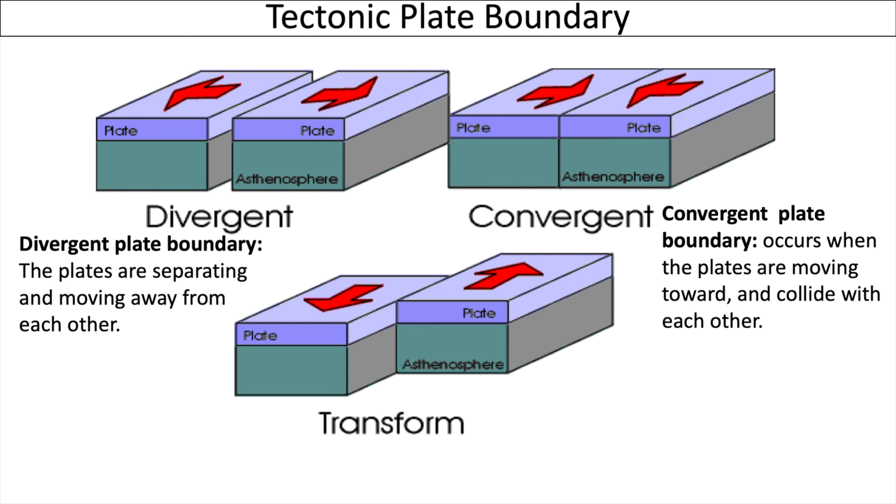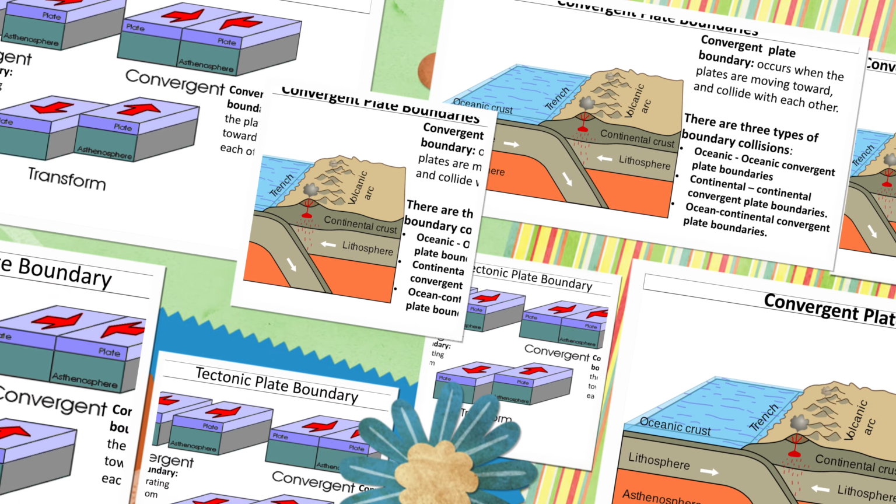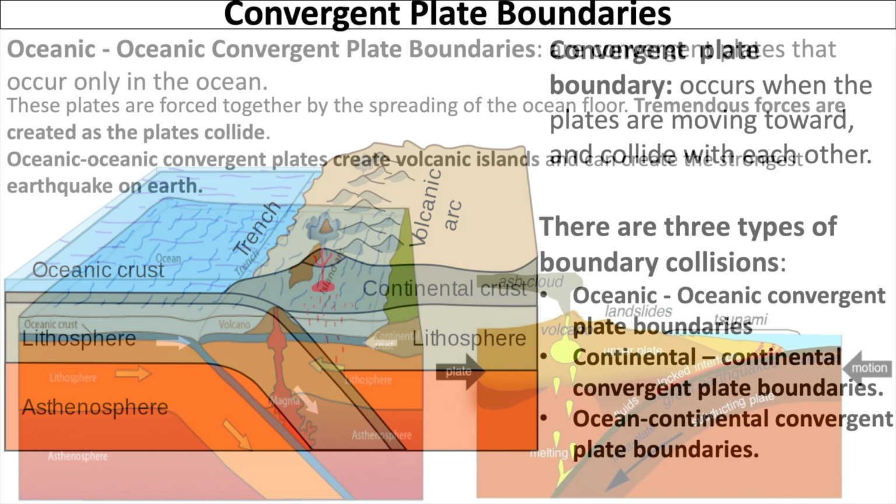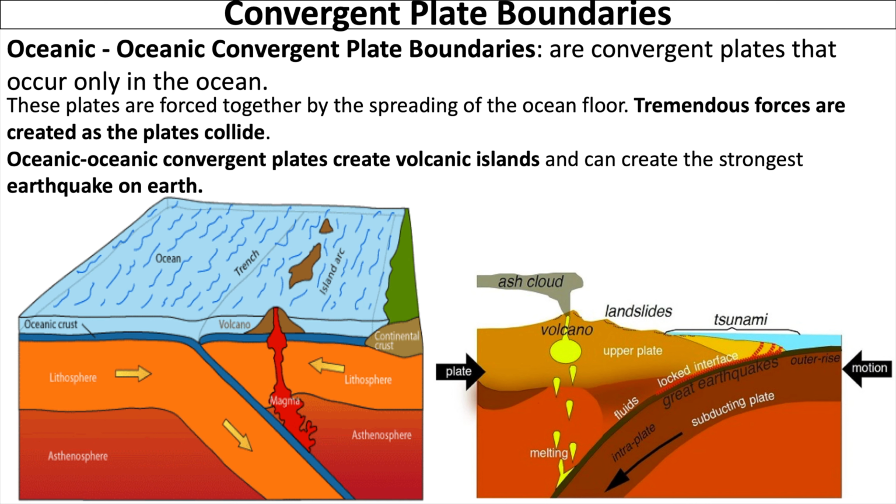Now that we were able to successfully learn about divergent plates, next we will learn about convergent plate boundaries. Convergent plate boundaries occur when the plates are moving towards and collide with each other. There are three types of boundary collisions: oceanic convergent plate boundaries, continental convergent plate boundaries, and oceanic-continental convergent plate boundaries. We will study each of these three types of convergent plate boundary collisions, starting with oceanic convergent plate boundaries.